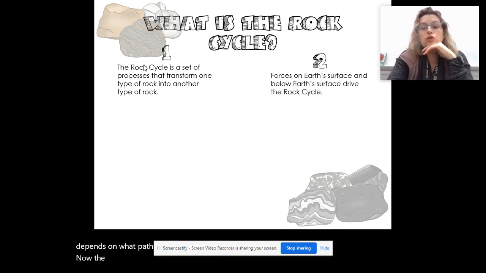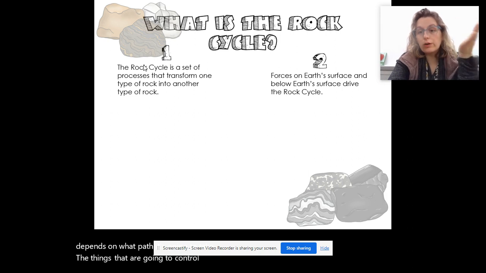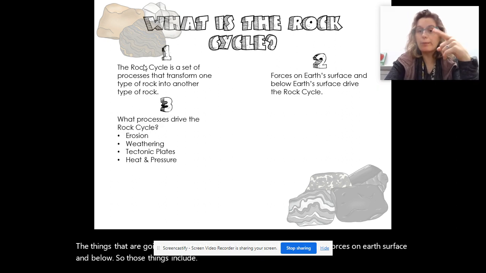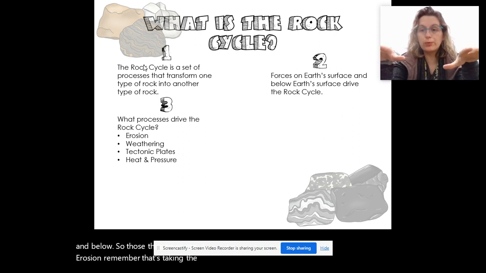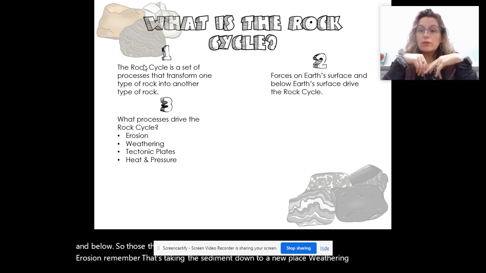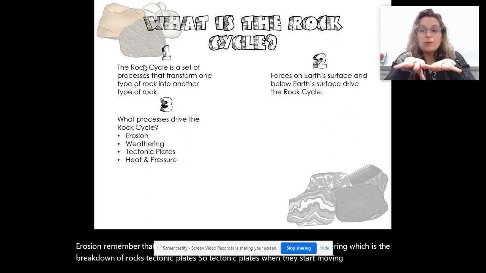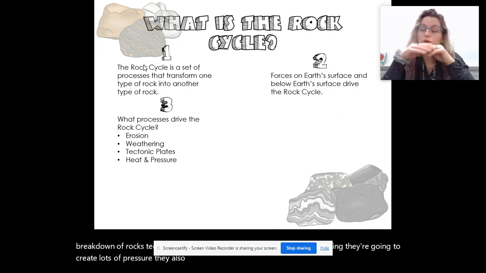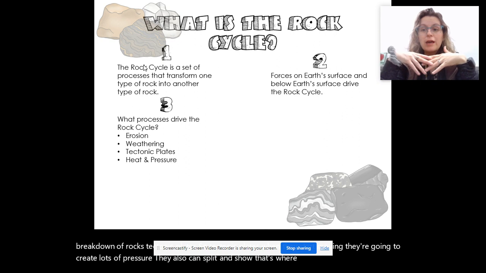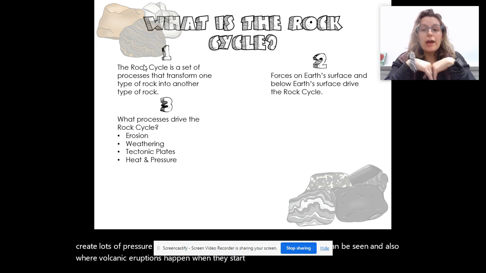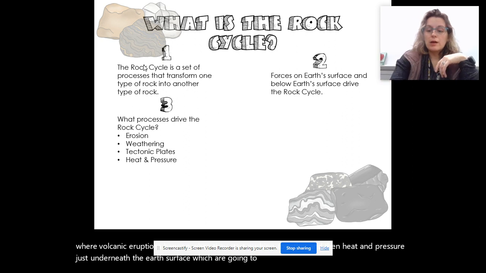Now, the things that are going to control the rock cycle are the forces on Earth's surface and below. So those things include erosion, remember that's taking the sediment down to a new place. Weathering, which is the breakdown of rocks. Tectonic plates. So tectonic plates, when they start moving, they're going to create lots of pressure. They also can split, and that's where magma can be seen. And also where volcanic eruptions happen when they start pushing together. And then heat and pressure just underneath the Earth's surface, which are going to create metamorphic rocks, okay?